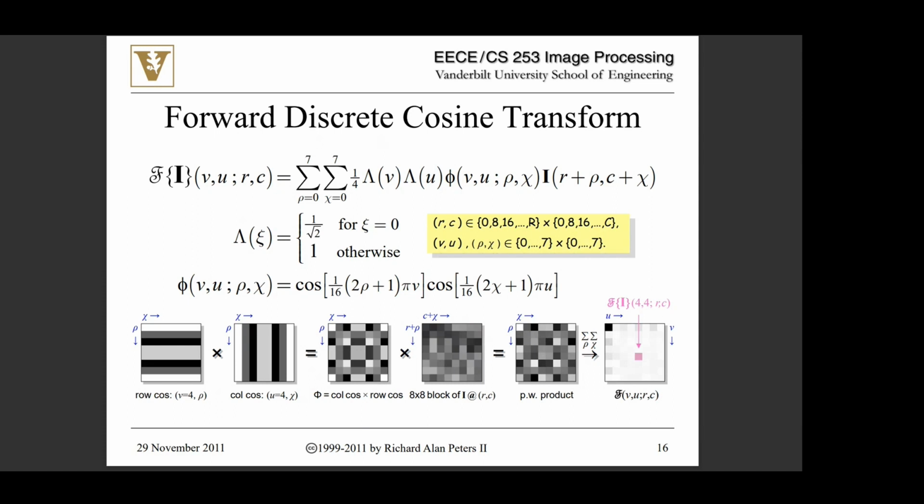Otherwise, what we see is the basis times the image. This is the inner product, and you are summing over all space. So all this is just the inner product of the image block, which is 8 times 8, with the basis function. And this will be the coefficient that you have in the discrete cosine transform.